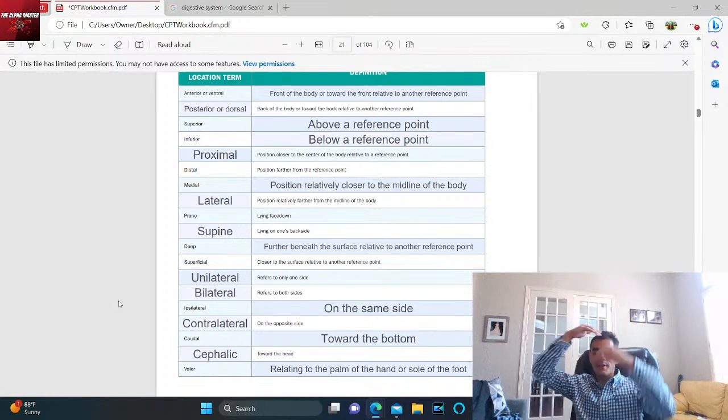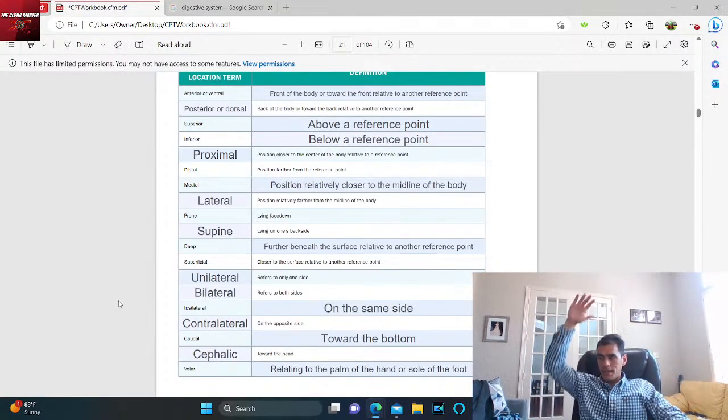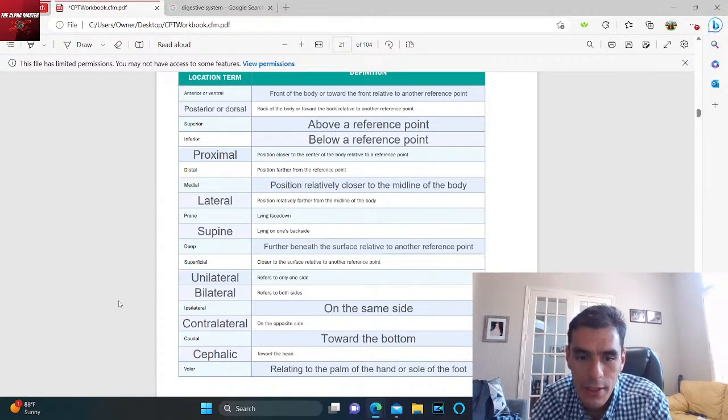Ipsilateral is on the same side, like my left arm and my left leg. Contralateral is on the opposite side, like my right hand and my left leg. Ipsilateral on the same side, contralateral on the opposite side.